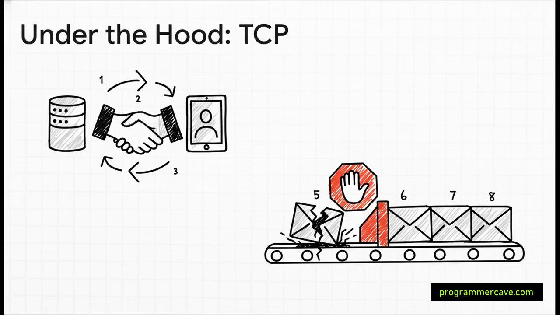Now this creates a really big problem for video called head-of-line blocking. Imagine a conveyor belt. If package number 5 falls off, the entire belt stops, right? Even if packages 6, 7, and 8 are right there, ready to go. Everything waits for number 5. That is exactly why your video buffers.